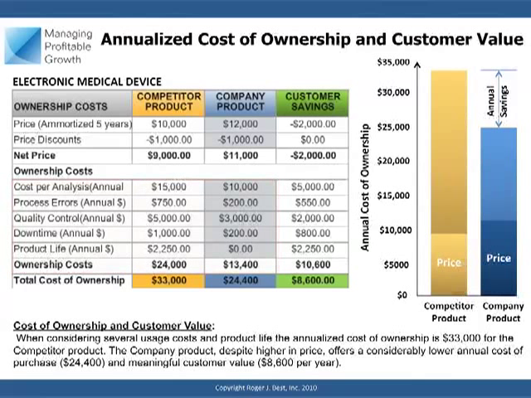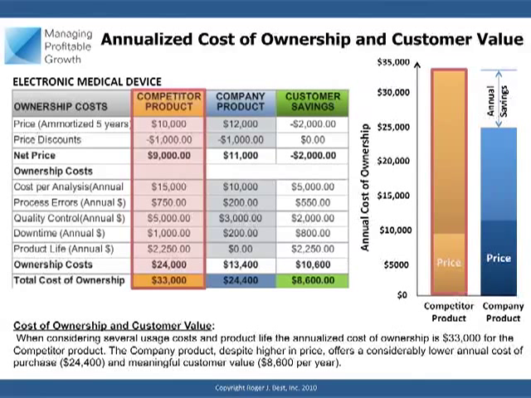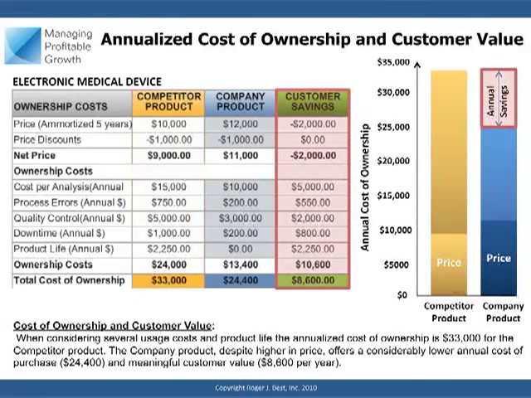For product life, the competing product has a life of 4 years, which adds an average of $1,800 per year to their cost of ownership over a 5-year period. When totaled on an annual basis, the company's cost of ownership is $24,400, of which $11,000 is the product price. The competing product has an annual cost of ownership of $33,000, of which $9,000 is the product price. Despite the higher initial price, the company actually saves the customer $8,600 per year or $43,000 over the 5-year life of the product.